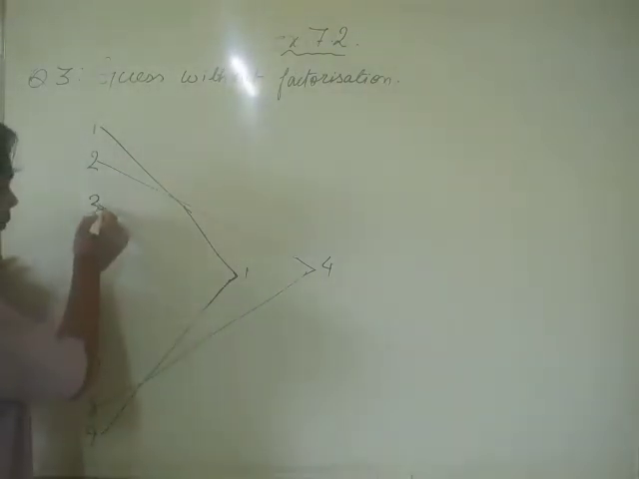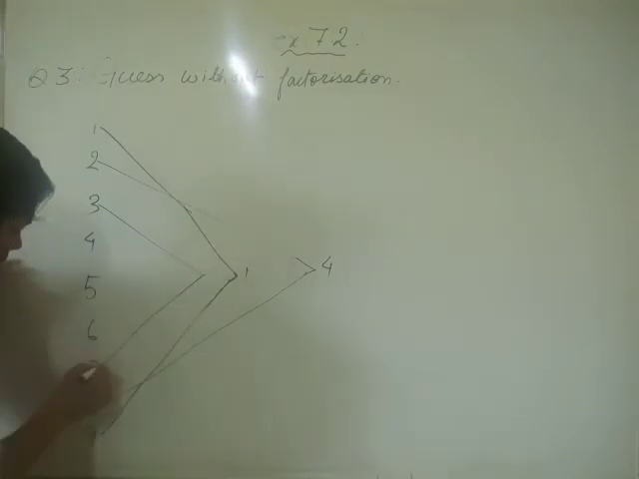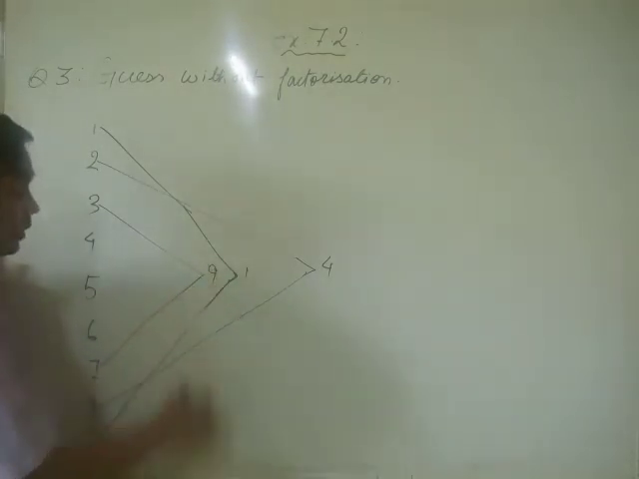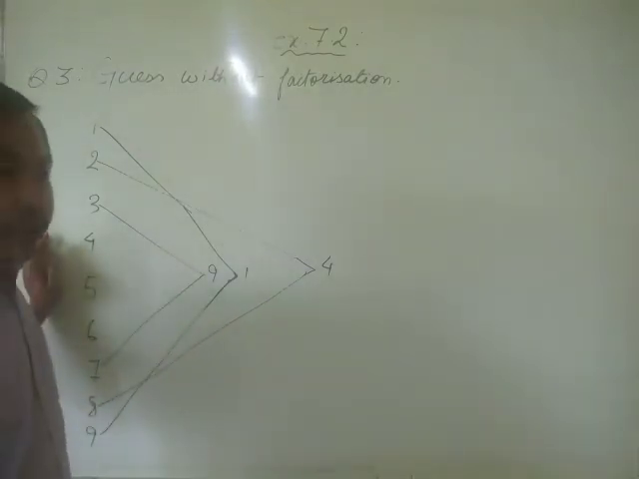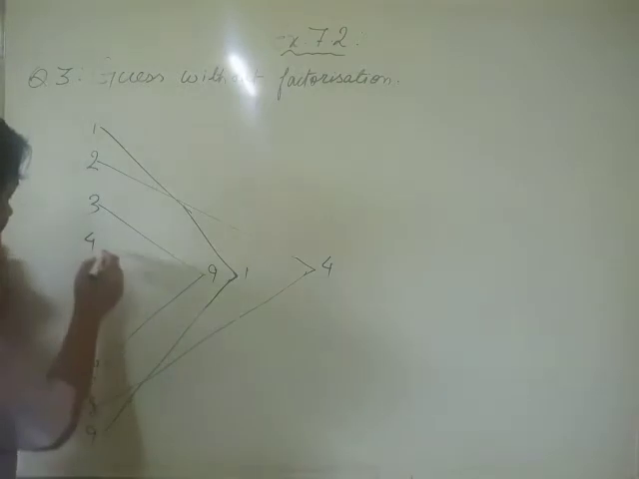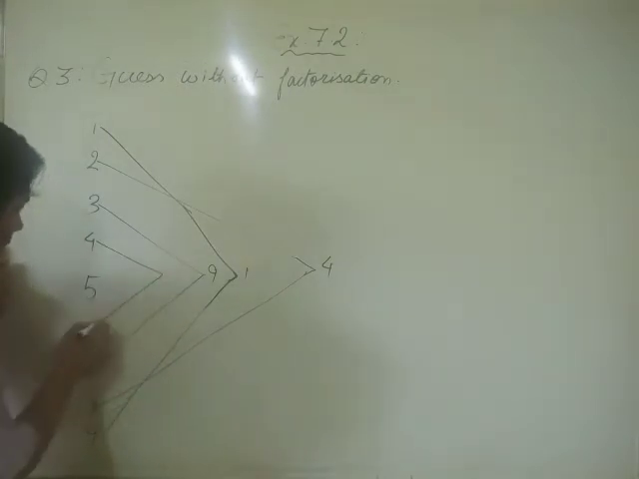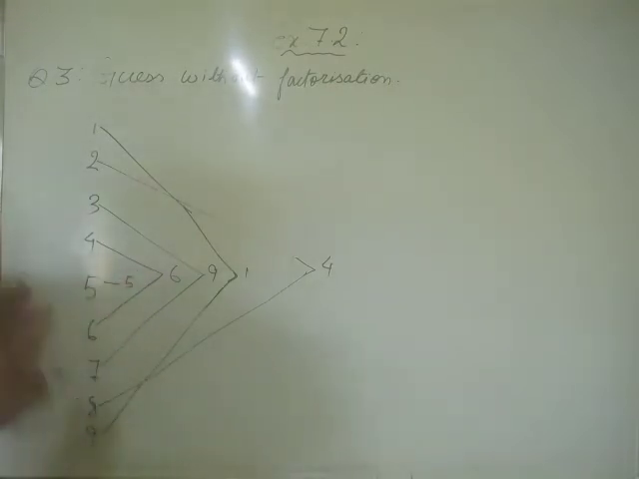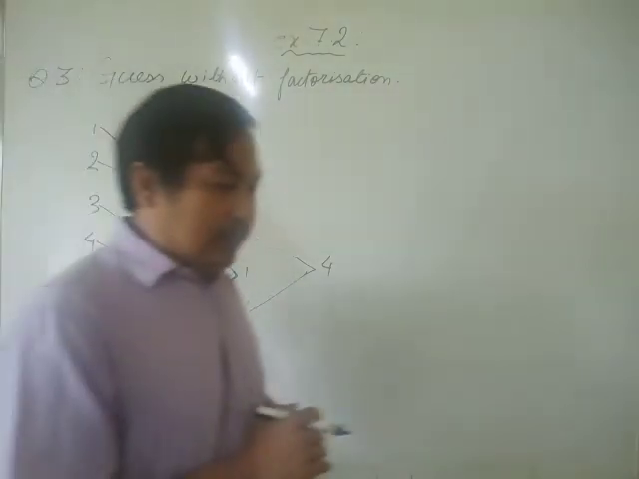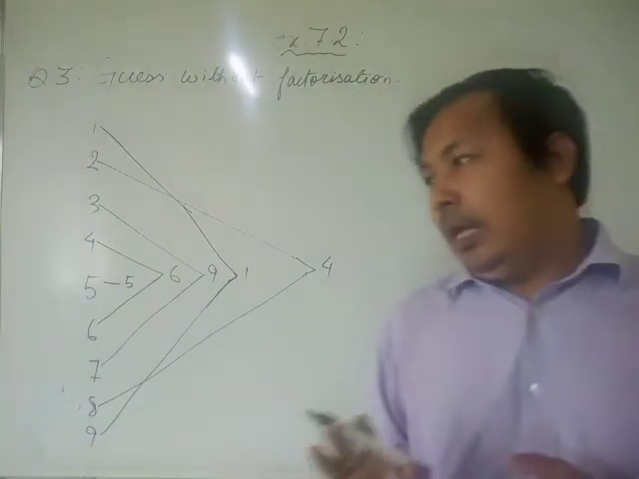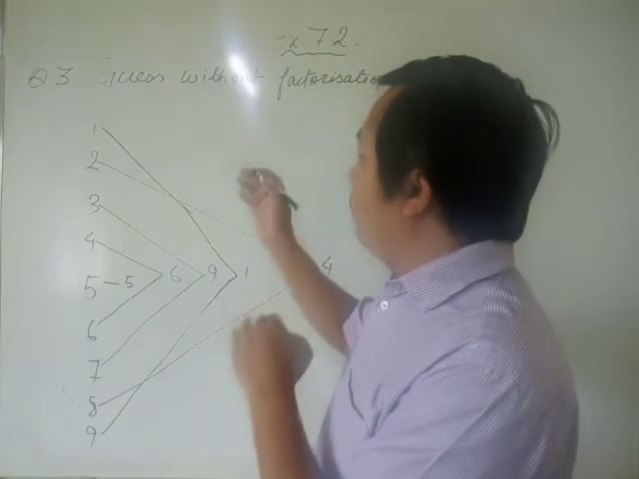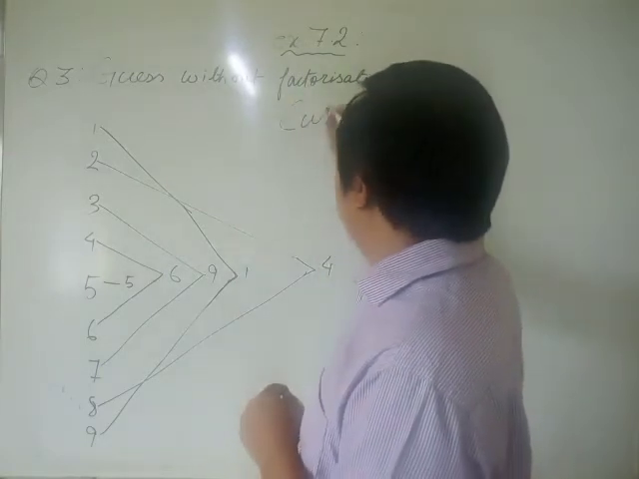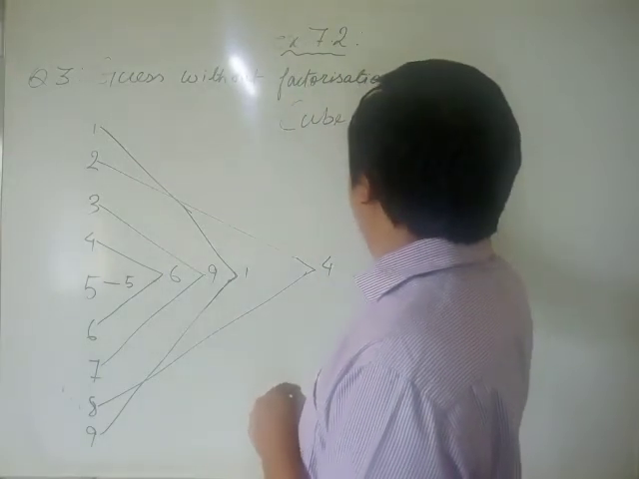But for 3 and 7, they will have 9 in the last digit, isn't it? 3 threes is 9, 7 sevens is 49. The last digit of the square is 9. And here 4 and 6, we have 6, isn't it? 5 will be 5. So what happened here, when we take this point? Now come back to the cube root.